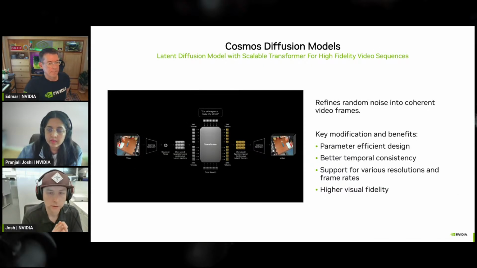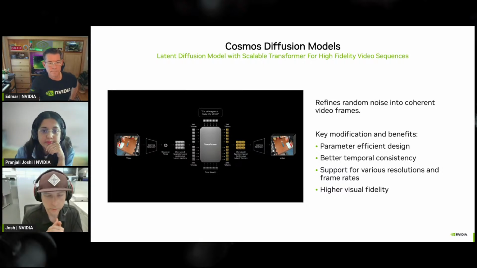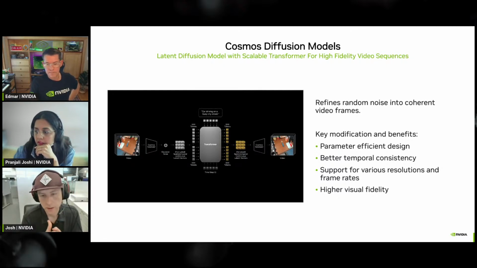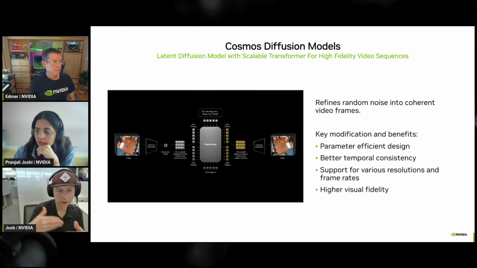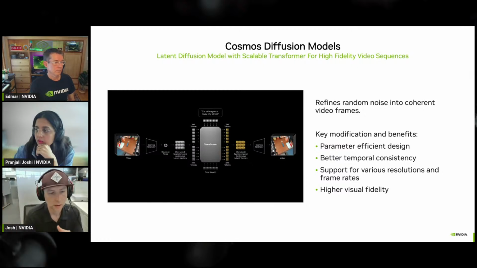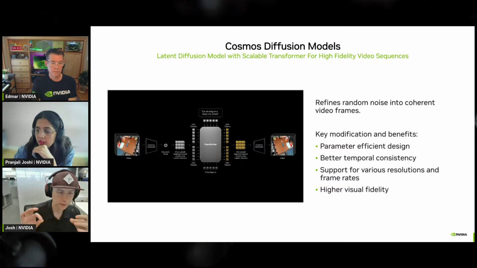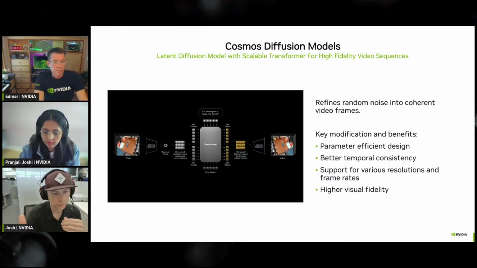And with the diffusion model, here we're refining random noise into coherent video frames. Some of the key benefits include parameter efficient design, better temporal consistency, support for various resolutions and frame rates, and ultimately it does net a higher visual fidelity. And to go back to how the autoregressive model was working, where it was conditioning itself upon the past frames incrementally, the diffusion model, you could almost think of it as diffusing a volume of noise conditioned with your text prompt or whatever the other modal inputs are, which is a volume of noise defined by your resolution, X and Y, against time, which is your Z.